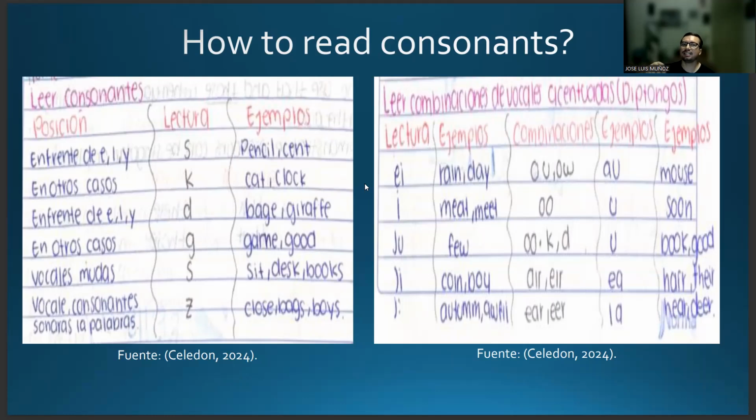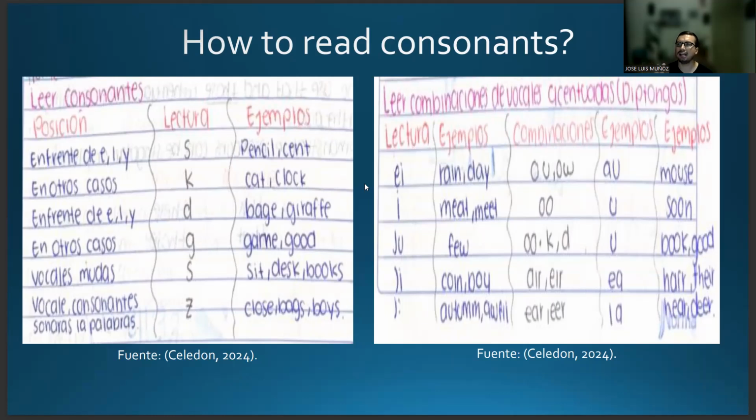Then we have other cases. For example, with K, we have cat, we have clock. Then with the letter B, we have beach, we have giraffe. The letter G, we have game, we have good. When you have double O, you say ooh. No, good. Like in the phonics, in the British Council grammatical chart, you have that kind of example, you know. In this case, well, it's a fun fact.